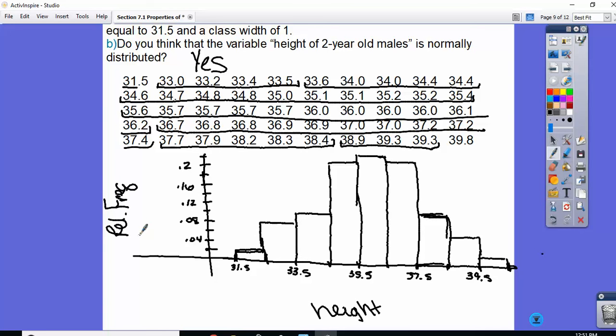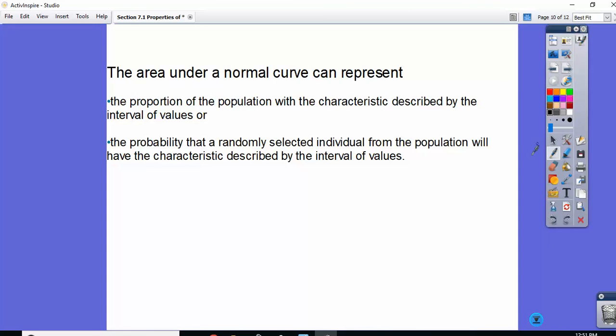I might ask you questions about what the probabilities represent, and there's really 2 interpretations that we could use. Area under a normal curve can either represent the proportion of the population with the characteristic, like saying 10% of the population is in this height range, or it could be the probability that an individual will have that characteristic. So if I just pick a random 52-year-old male, there is a 10% chance they will have that height.